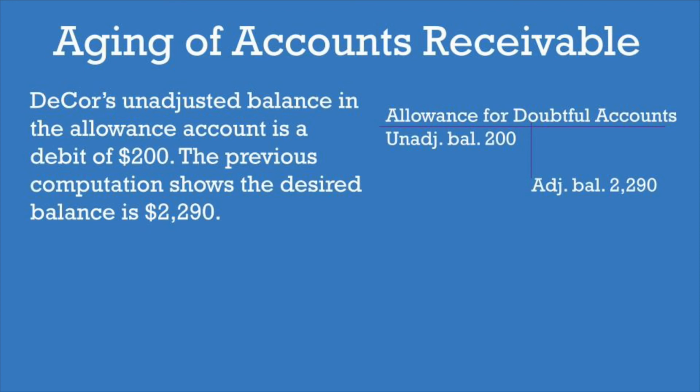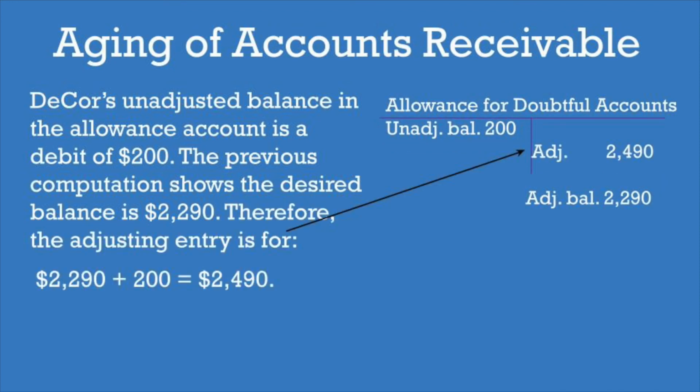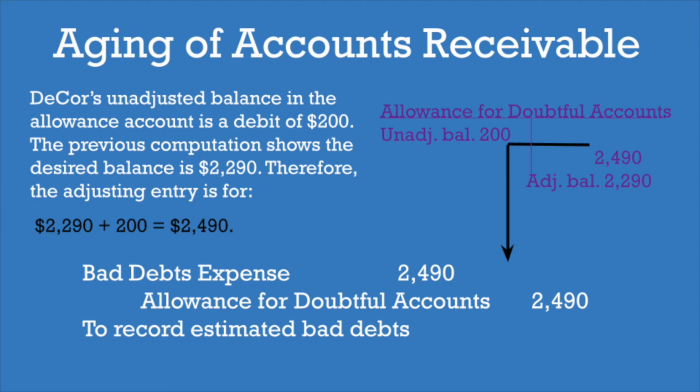We're estimating that we need $2,290 in that account, and that would be a credit balance in that account. There's a debit balance in it now of $200. We need to make it a $2,290 credit balance. So the difference between the two, or the adjustment, would have to be $2,490. So we would do that by simply recording bad debt expense for $2,490 debit and crediting the allowance for doubtful accounts for $2,490. That will be done at year end. And effectively what that does is it sets up a pool for estimated bad debt in the year ahead.